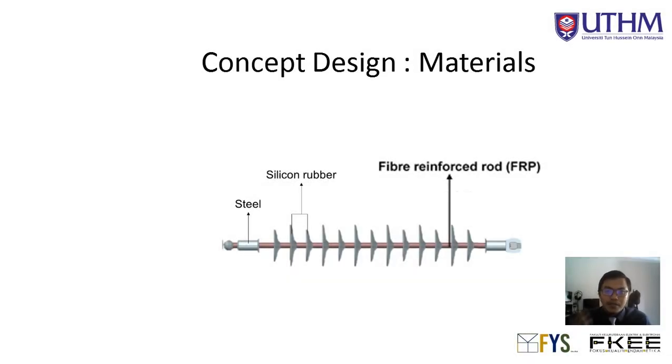So I will proceed with the material of the concept design. As you can see here, our design for the insulator has 13 discs. Each disc is rated 11 kilowatt, and the rod at the center of the disc is made of fiber reinforced plastic, FRP, and the disc is made of silicon rubber, and the fitting is made from steel.